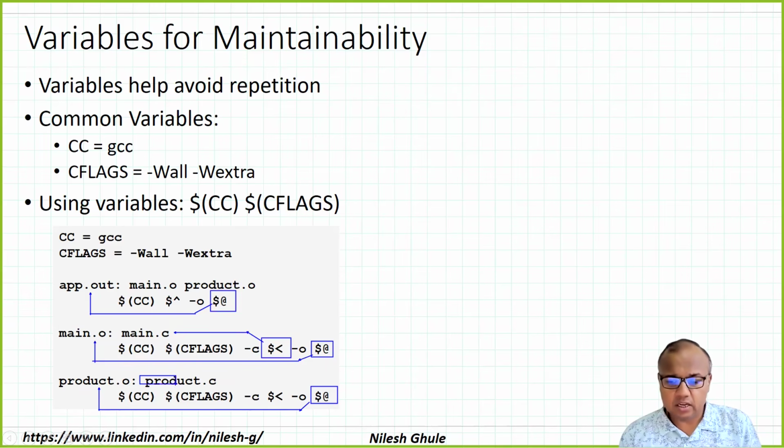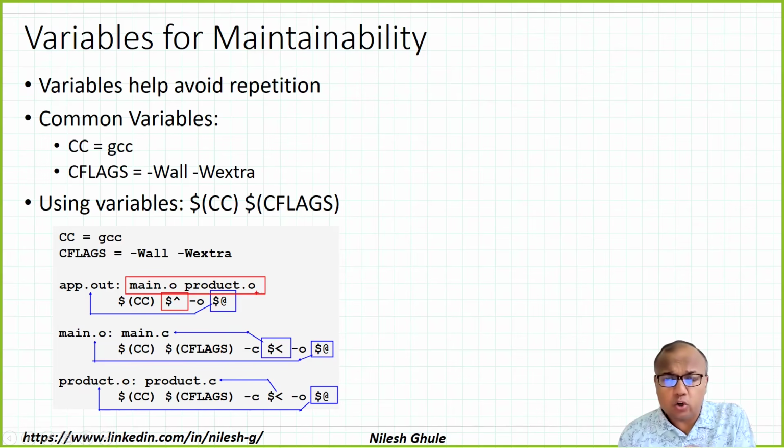Something similar is for product.c. Finally, we have $^. This $^ is considering all the prerequisites. So if you have given 1 to 10, all those prerequisites will be considered into $^. Please note, $< is the first prerequisite, while $^ is all prerequisites.